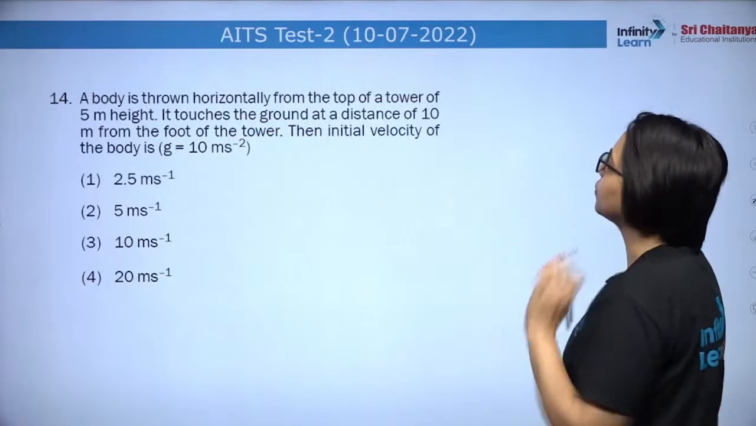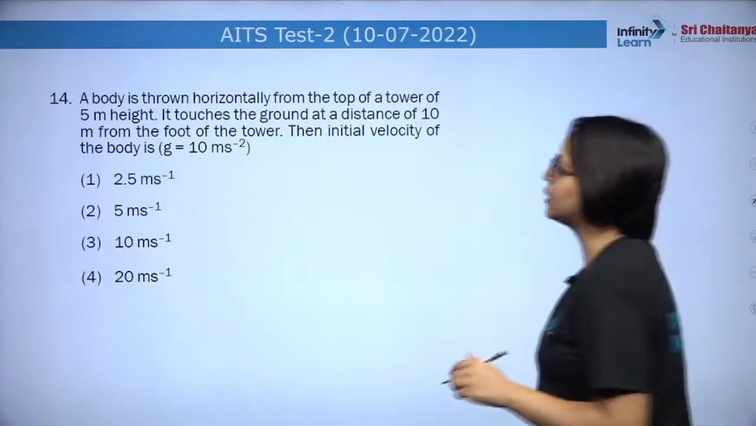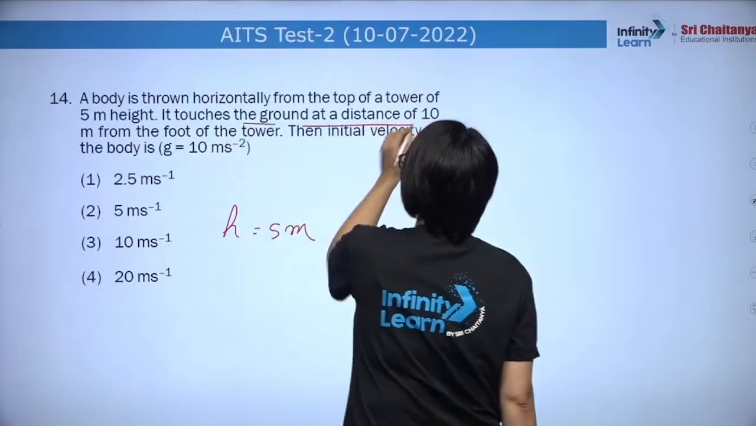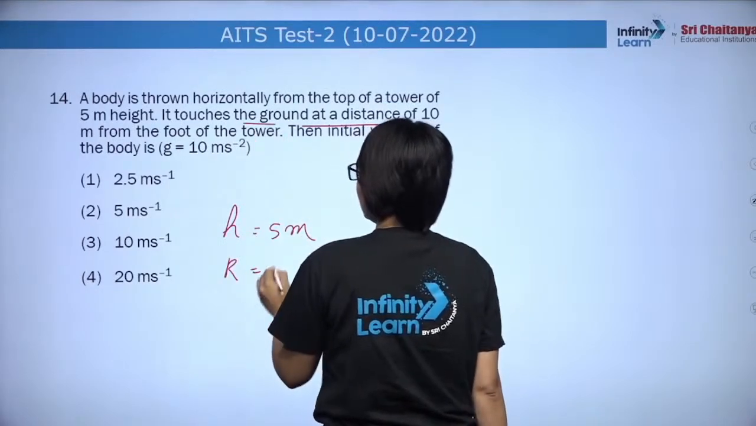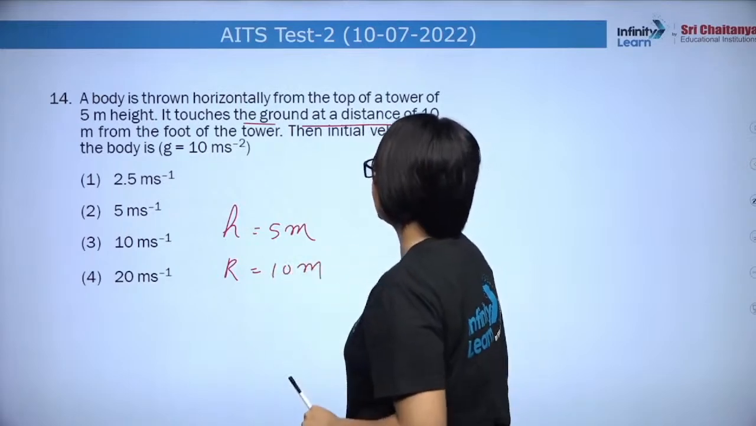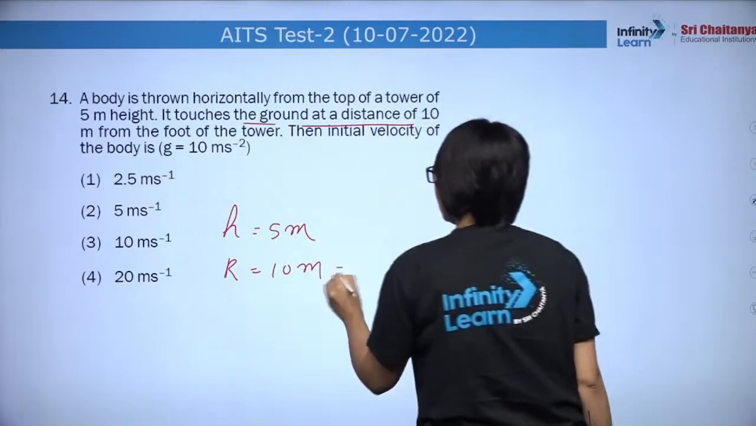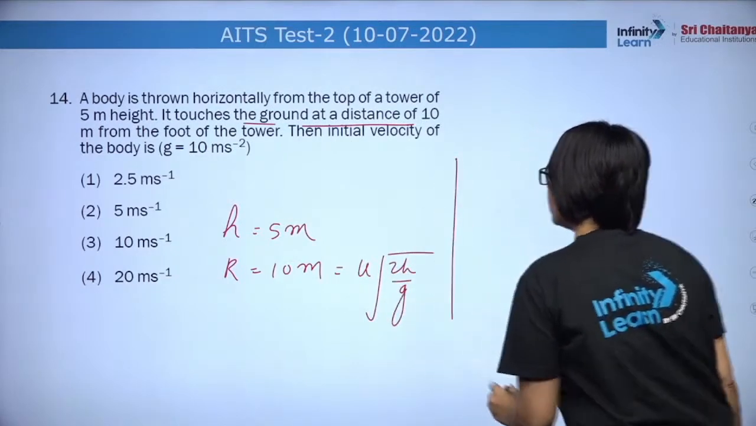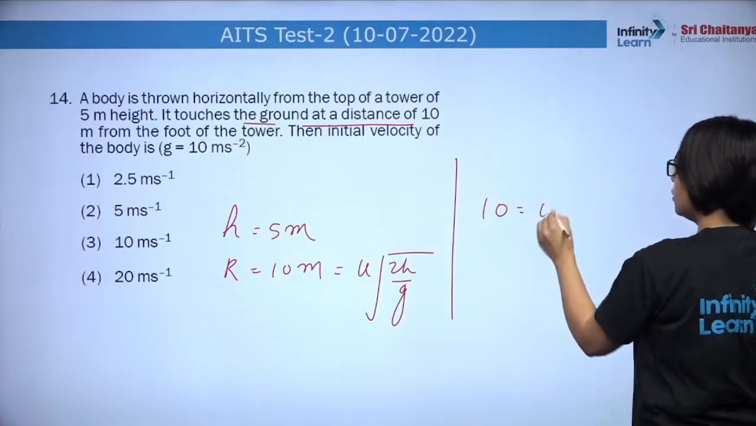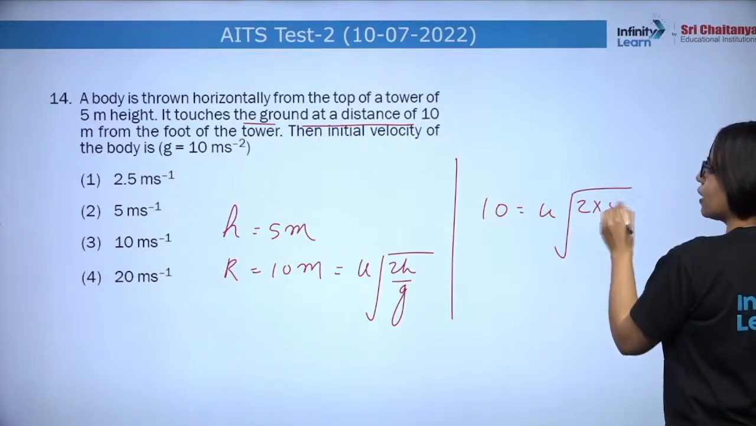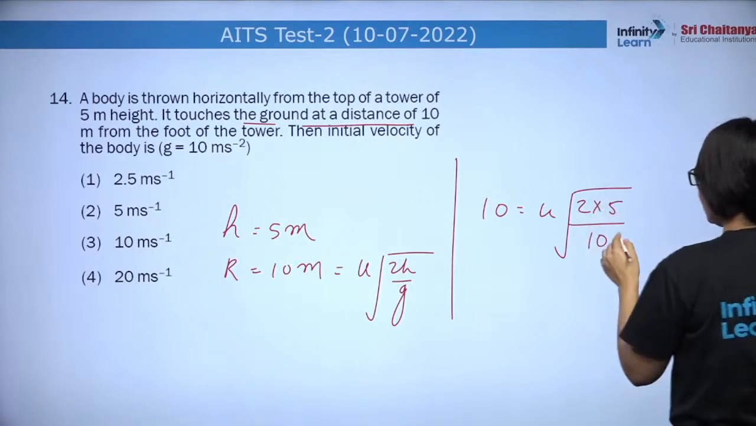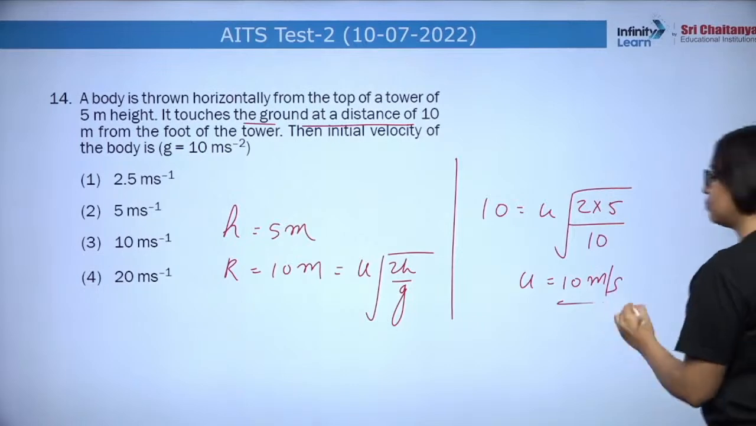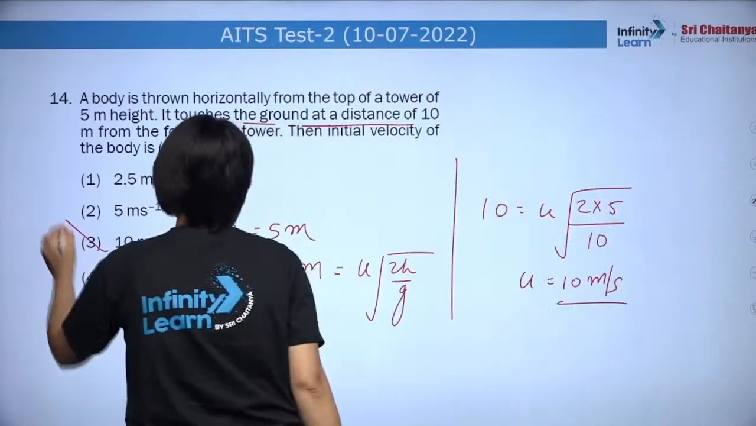Next is a body is thrown horizontally from the top of a tower of height 5 meter. It touches the ground at a distance of 10 meter, range of the projectile is 10 meter. The initial velocity is, so range is given as u root of 2h/g. So over here it is 10 is equal to u root of 2 into 5 upon g as 10. So 10 upon 10 is 1, root 1 is 1, so u is equal to 10 meter per second, and that is option 3.